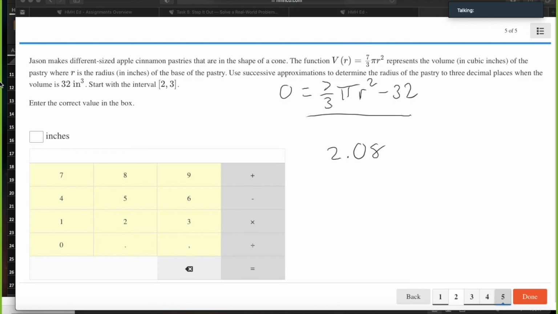So 2.089, 2.0891, 2.0892. Wow, 2.089 is all I need, isn't it? Yeah, that's 3 decimal places. So there you go, 2.089, using successive, whatever that's called, successive approximations.